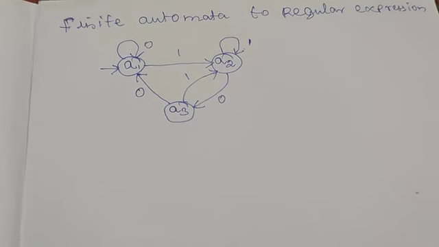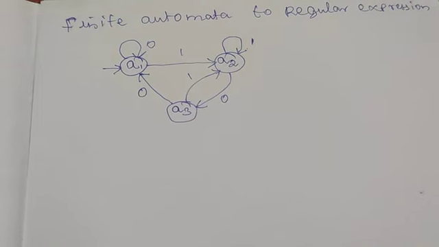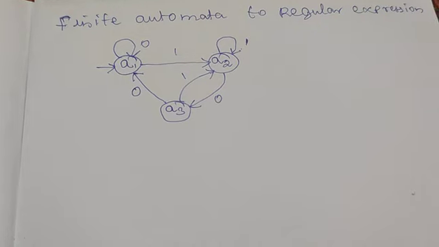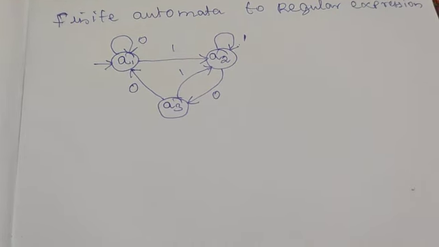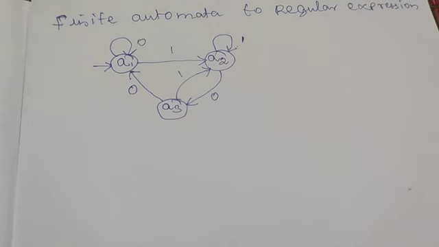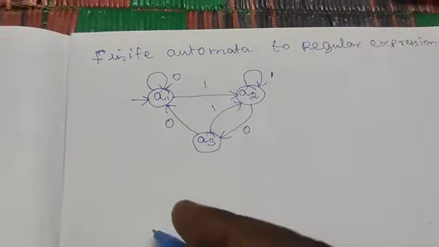So in this diagram, you can see there are three states spanning from A1 to A3. As far as Arden method or Arden theorem is concerned, we have to compute the incoming edges for each state here. So we will compute the incoming edges for state number A1.